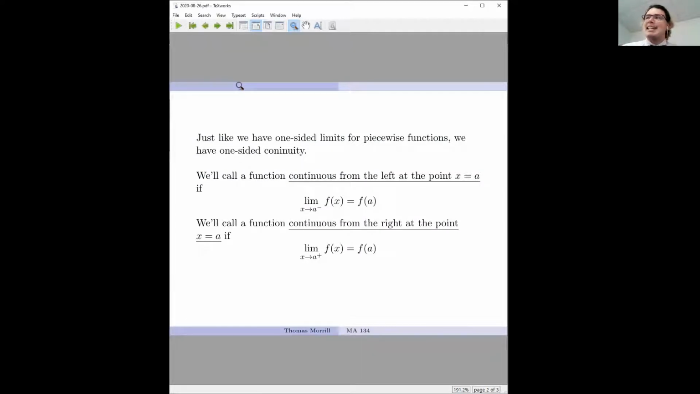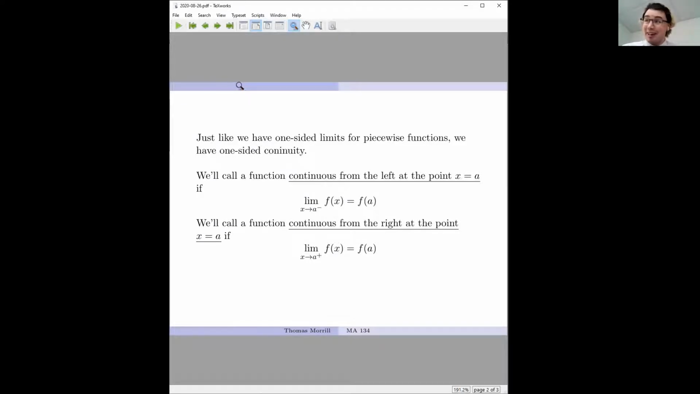There is a technical point that I need to cover. In the same way that we have one-sided limits for piecewise functions, we're going to have one-sided continuity for piecewise functions as well. Now, when I have just a single formula, it makes a little bit more sense to just talk about continuity, to just talk about limits and not worry about left-sidedness and right-sidedness. But it is a detail that's going to be important towards the end of this course.